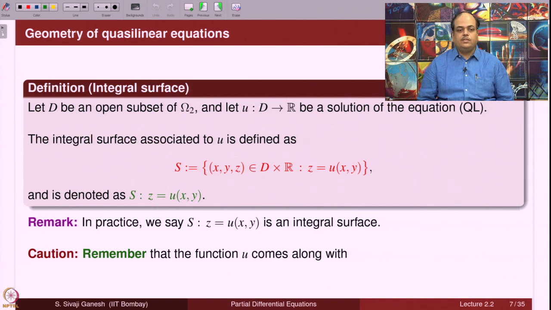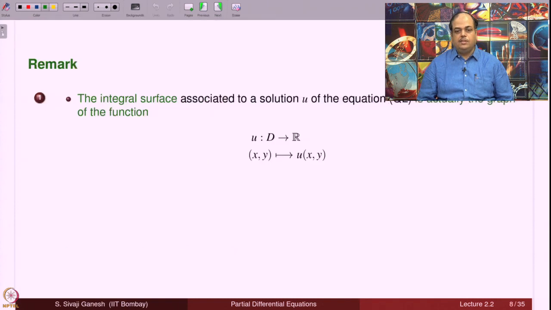Caution, very important caution: remember that a function always comes with its domain. If you say that S: z equal to u x y is an integral surface, it means that you have a function u defined on some domain. All this needs to be mentioned, or you know it, therefore you are not mentioning it. But if you change the domain to some other domain, it can still be a solution, but it will be a different integral surface. We will come to these aspects in future lectures.